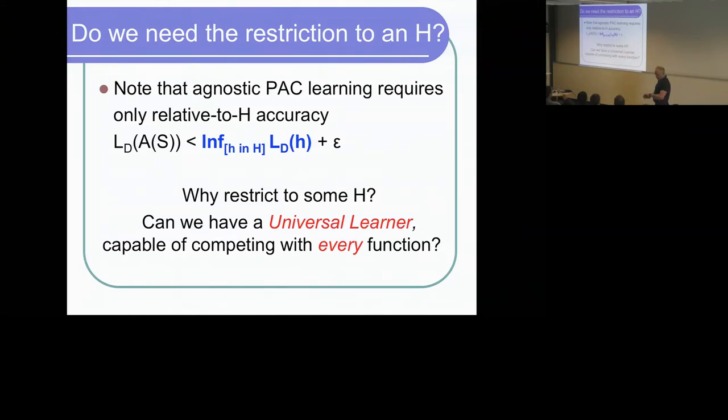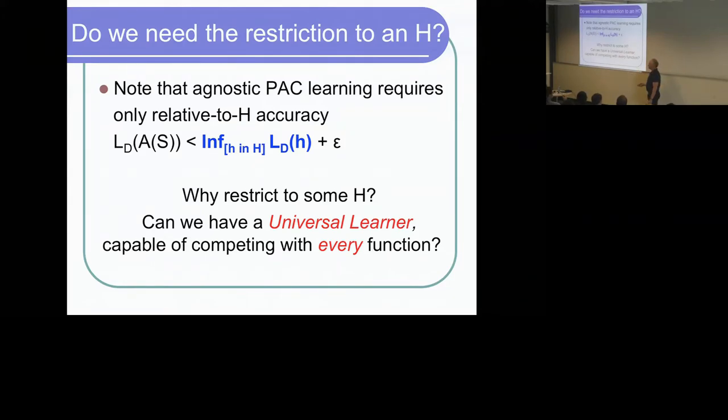Okay, so the last thing I want to discuss in the remaining 10 minutes is really the question that I was asked there. What we get here is a guarantee that my error is bounded by the best error in H plus epsilon. So if I take a very big H, then the best error in H is going to be small. If I increase H, I drive down this infimum. So maybe the best thing to do is, why restrict to H at all? Maybe I can find a universal learner that will give me such a guarantee with respect to the class of all possible functions. That will be perfect. I will be able to compete with everybody.